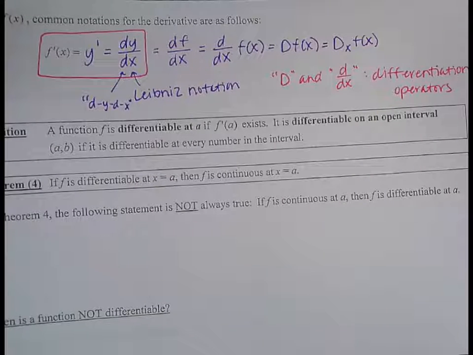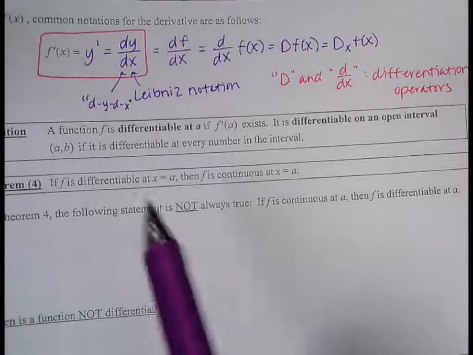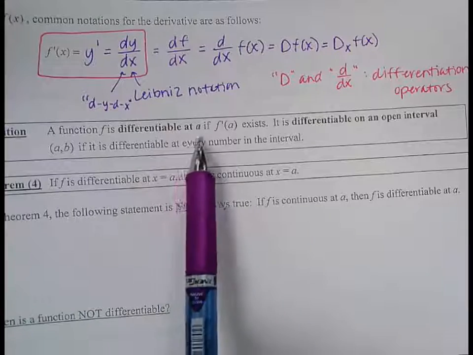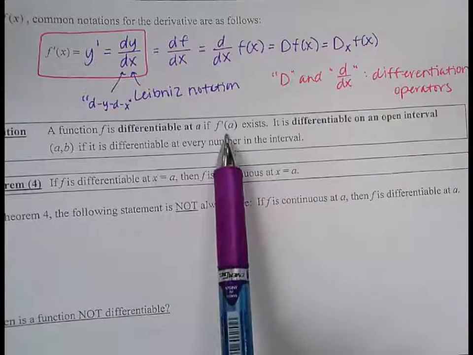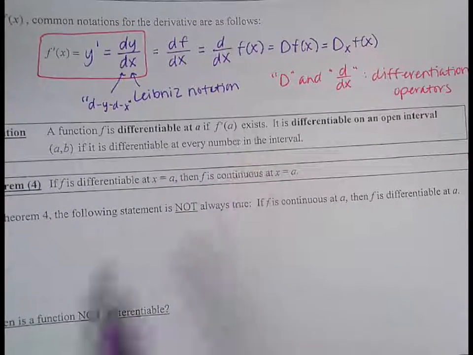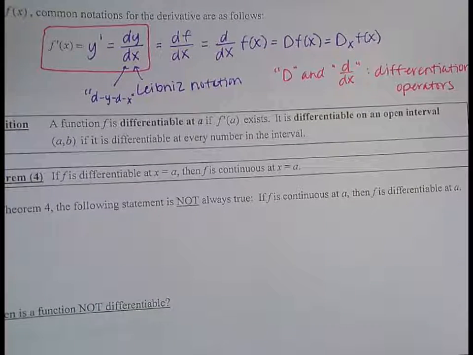Following this, we're first looking at what it means for a function to be differentiable at a given value or on an interval. A function f is differentiable at a value a if f prime of a exists. Saying a function is differentiable means the derivative exists at either that value or on an interval. If it just says the function is differentiable, that means the derivative exists everywhere on its domain.